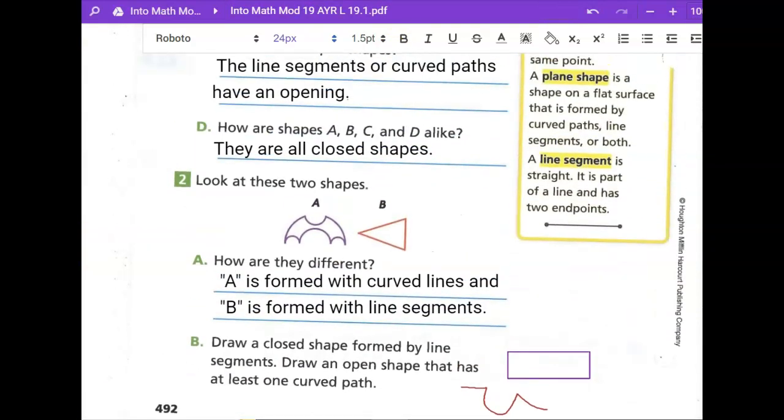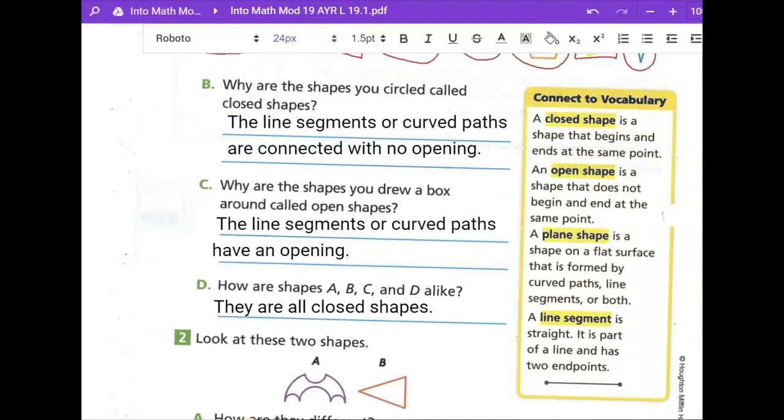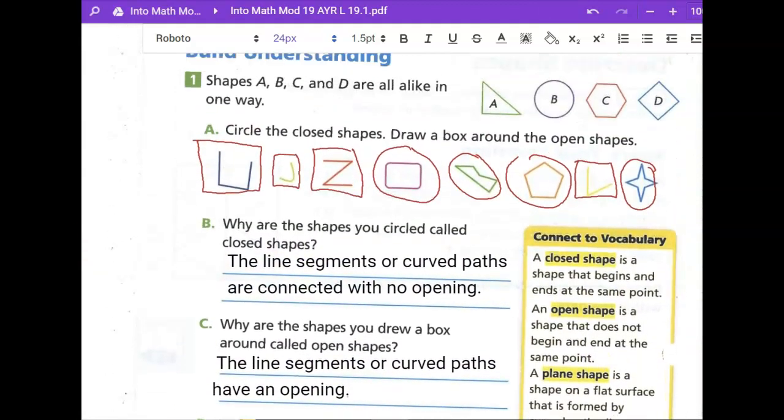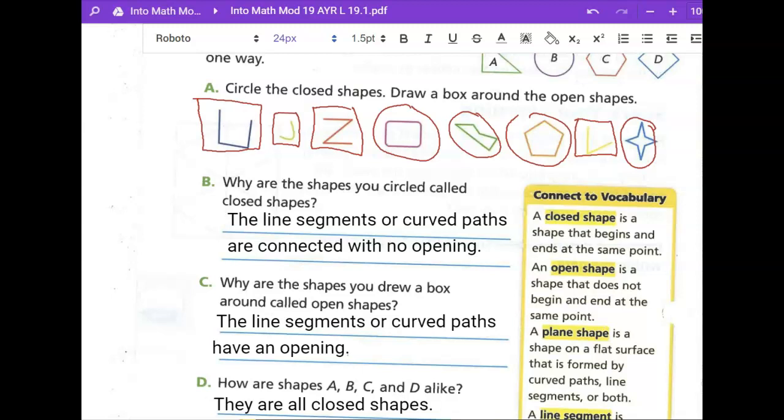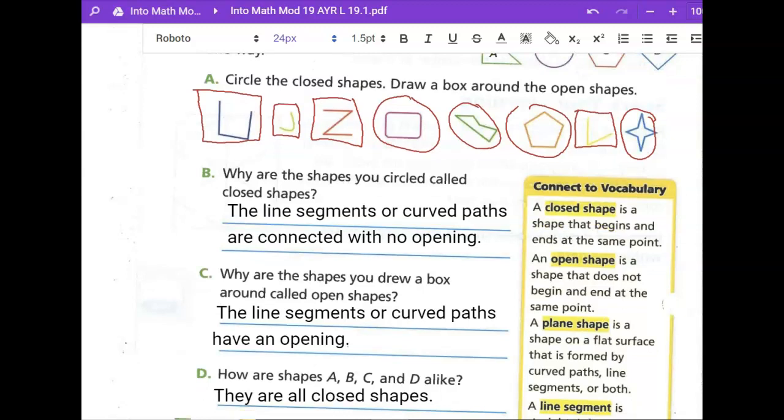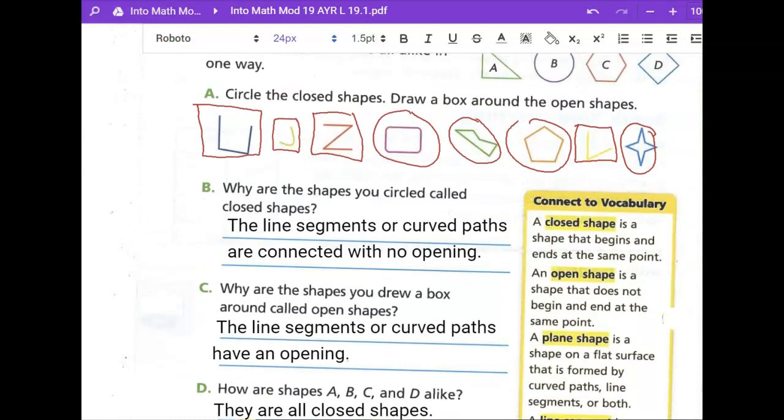Okay, I lost where I was in the video, so I'm just going to go back and recap some things on this page. A, B, C, and D are all alike in one way. They're all closed figures. Okay? A, circle the closed shapes. Draw a box around the open shapes. So we did that. Why are the shapes you circled called closed shapes?